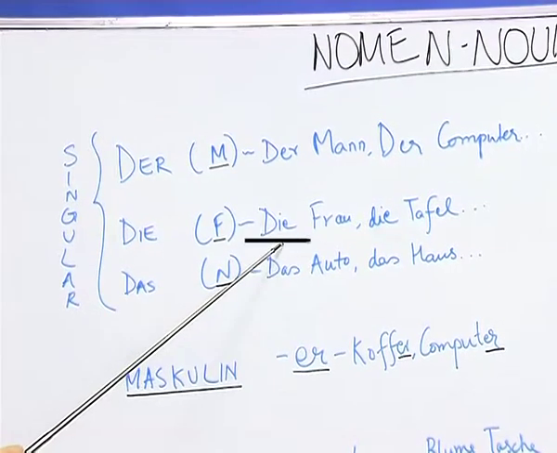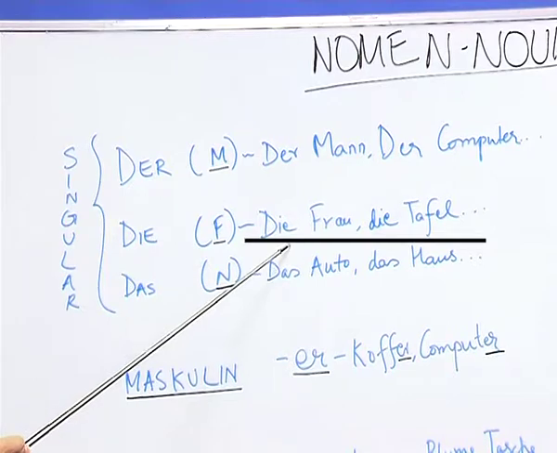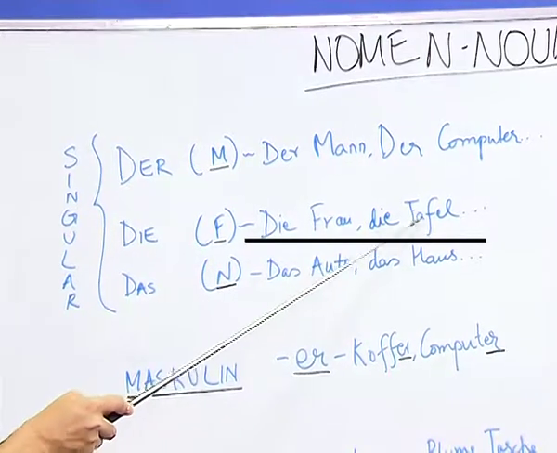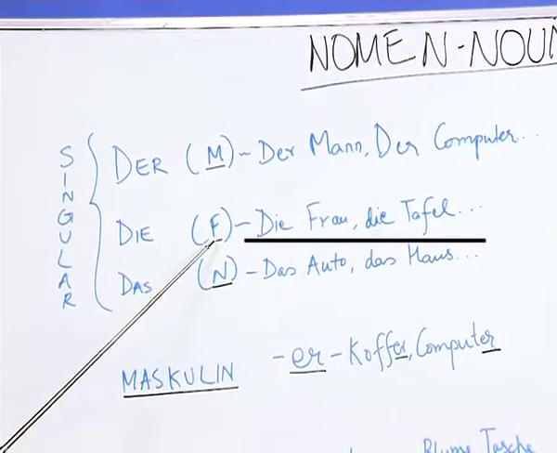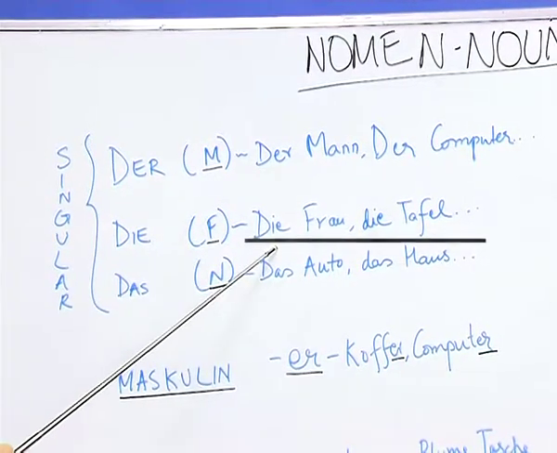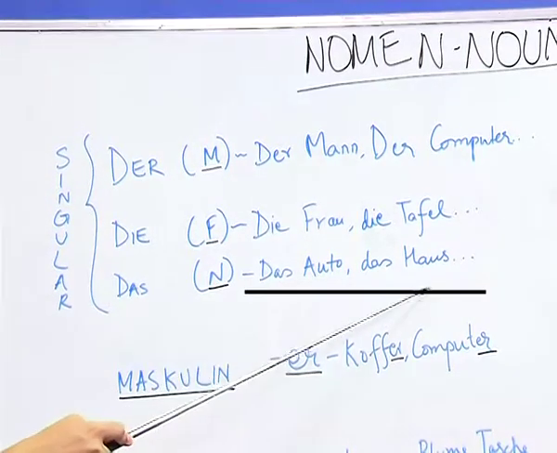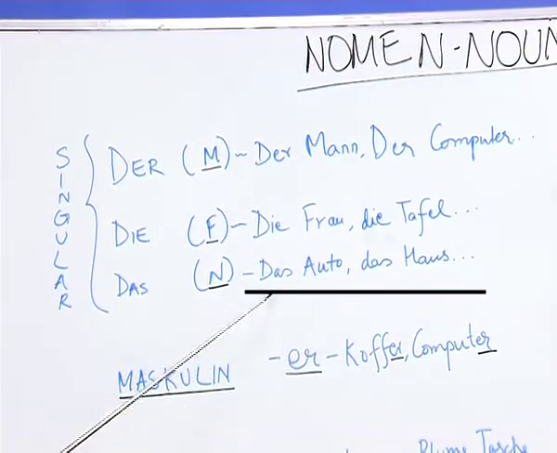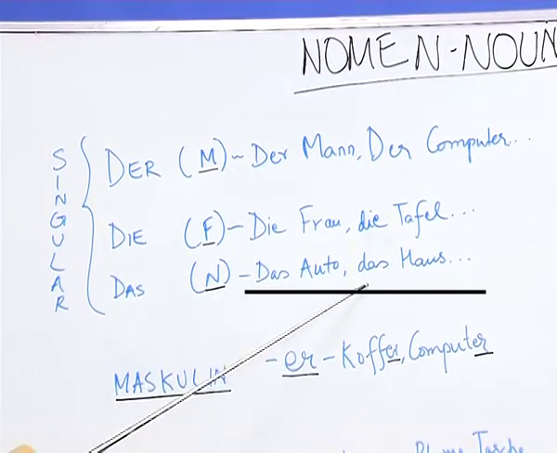Now, look at these nouns. You are familiar with these words: die Frau, die Tafel. These nouns carry the definite article die, which is the feminine. Now, we have das Auto, das Haus. So, these nouns carry the neuter article, which is das.